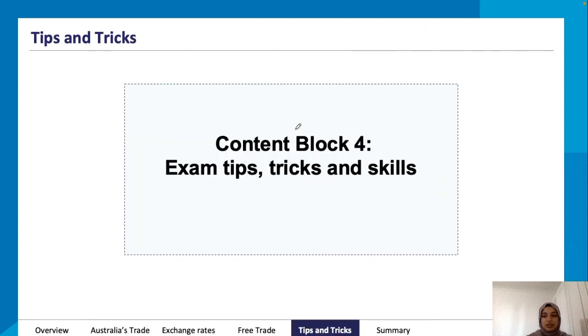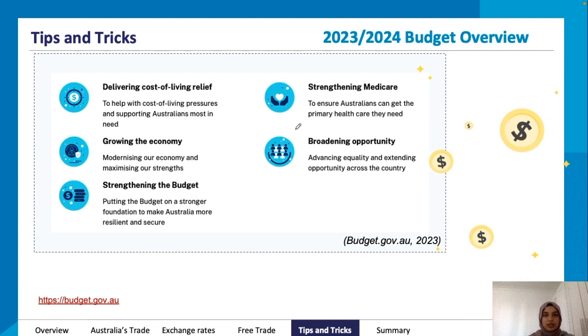Okay, moving on to the next slide. We're now going to look at the exam tips, tricks, and skills. So that essentially concludes the content component of today's lecture. I hope that everything was fairly clear and allowed you to gain a little bit more of an understanding of the content involved and how to go about it. So now let's go through the exam tips, tricks, and skills.